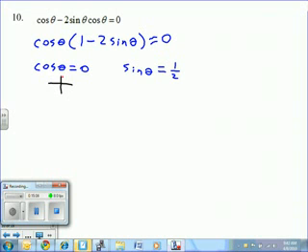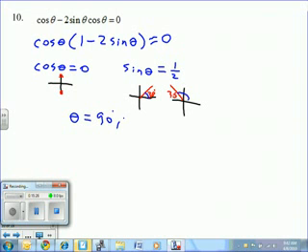Yeah, cosine is left and right, so it's 0 when you don't go left and right, so you're going up and down. And then we just did this on the previous problem. Sine is positive in the first and the second quadrants, and the reference angle is 30 degrees. So over here, we have theta equals 90, 270, 30, and 150 degrees.